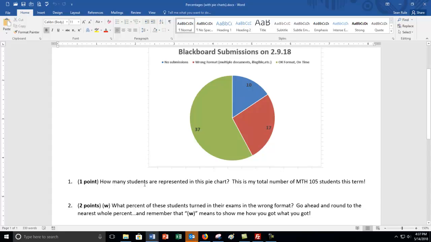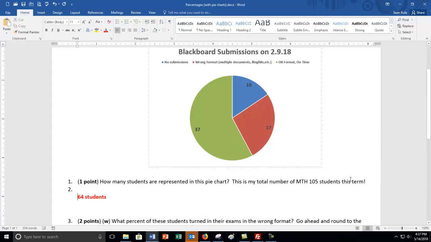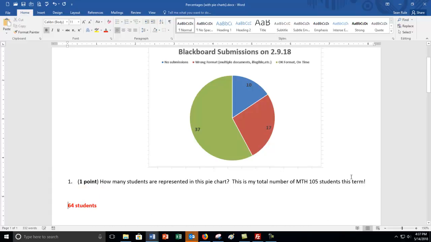So the first question was how many students are represented. That's 10 here, 17 here. That's 27. Plus this 37, that's going to be 64. 64 students altogether. Let's make that red and bold. All right. So that's your total number of students in Math 105.